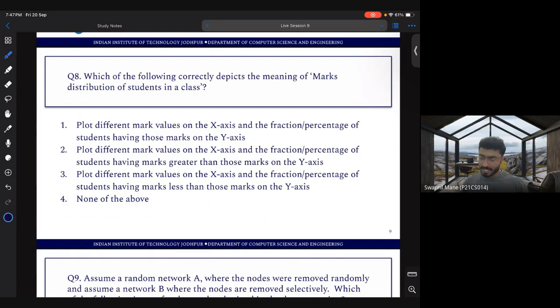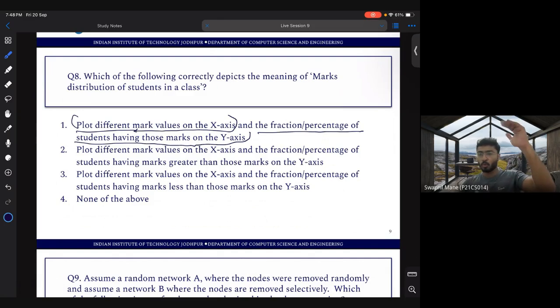The first option states to plot different marks values on the x-axis, and the fraction or percentage of students having those marks on the y-axis. On the x-axis, the different marks are there, and on the y-axis, the number or fraction or percentage of students who got these marks. So this is one option which can represent the marks distribution of the students.